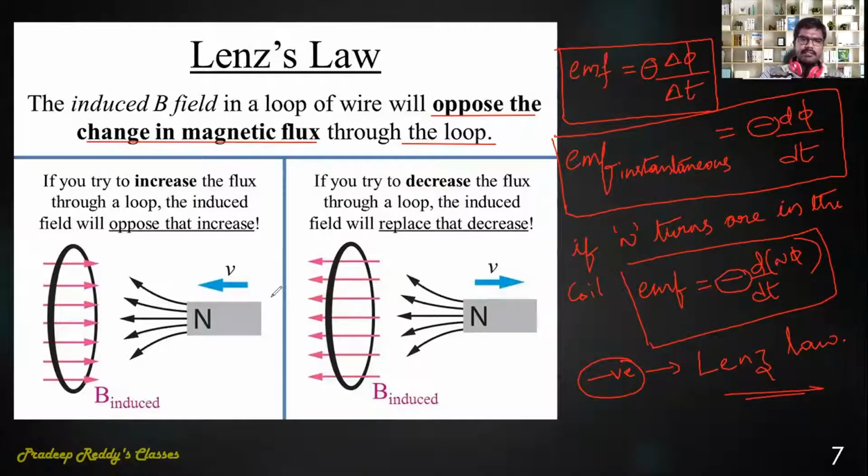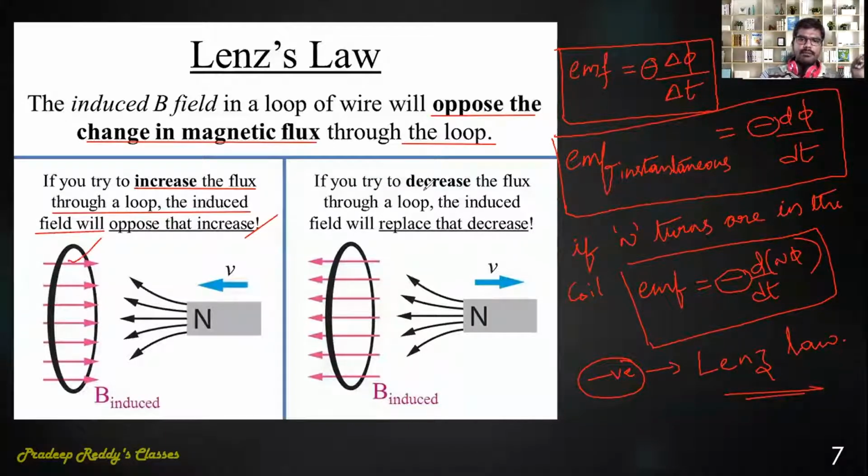So if you try to increase the flux through a loop, the induced field will be opposite to that of the increase. That means, when the magnet is brought closer, the magnetic field induced will be in such a way that it is opposite to the motion of the magnet. The magnet is coming closer, and the induced magnetic field is opposite to the magnet which is moving.